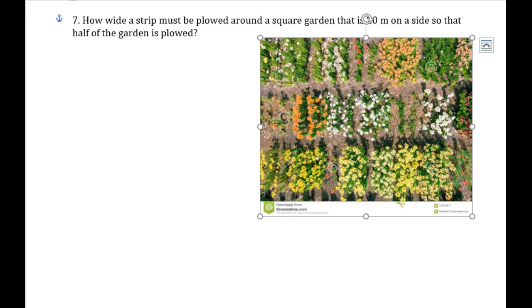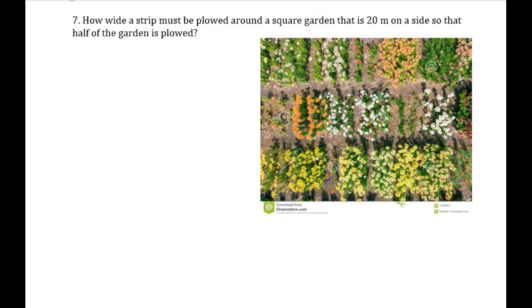Alright, again from worksheet 6 for unit 8. This is question 7 from the second block of questions. And you're asked, how wide must a strip be plowed around a square garden that is 20 meters on a side so that half the garden is plowed?